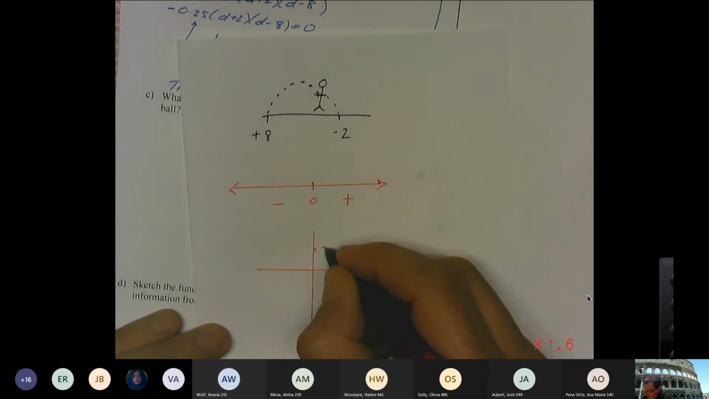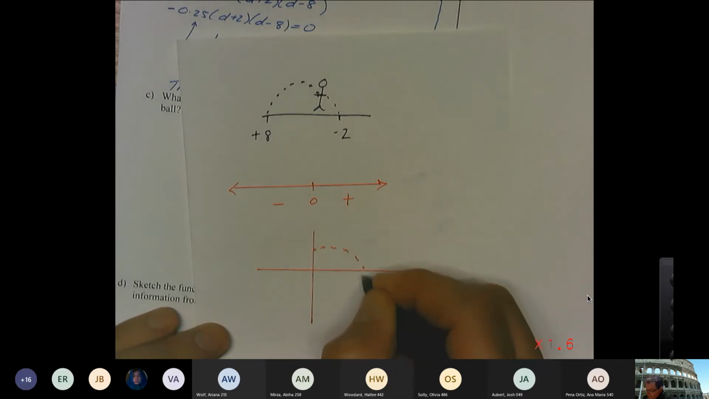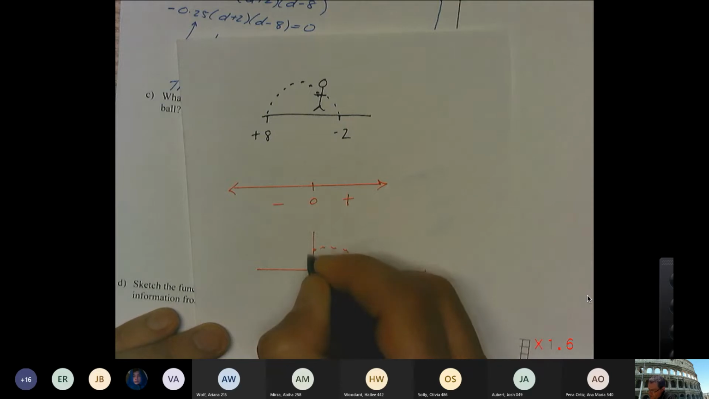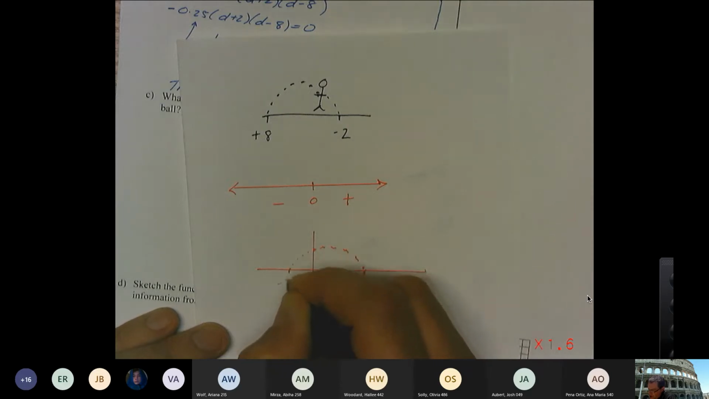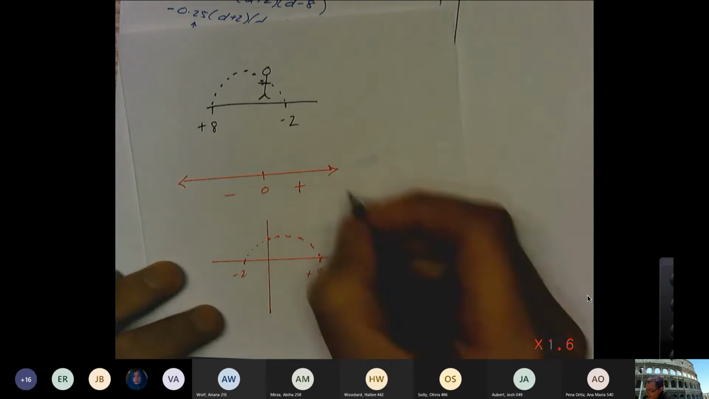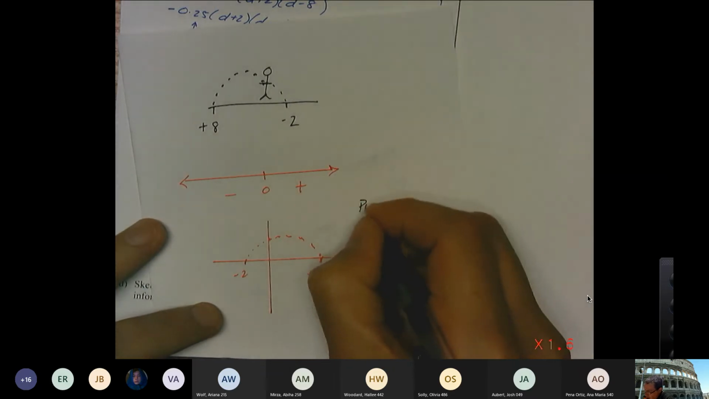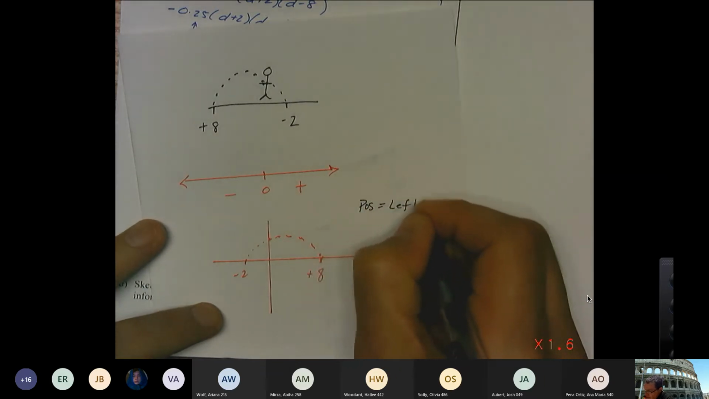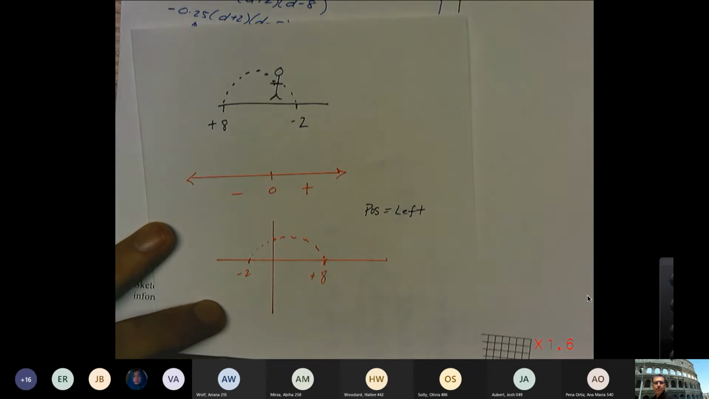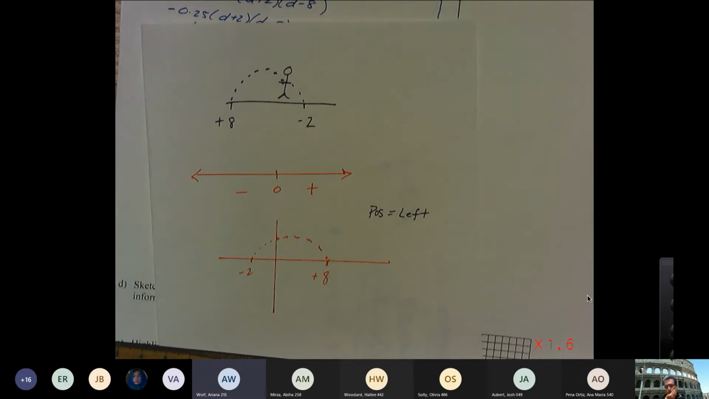We would still do this. We would still call that +8. As a mathematician, we would still call that -2, but we would say somewhere positive equals left. Oh, okay. So as long as you indicate which way is positive and negative, it doesn't really matter.